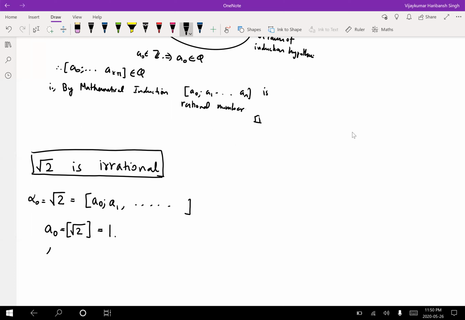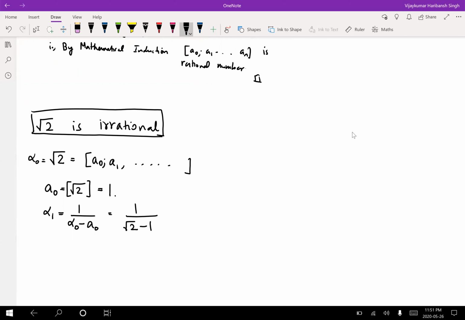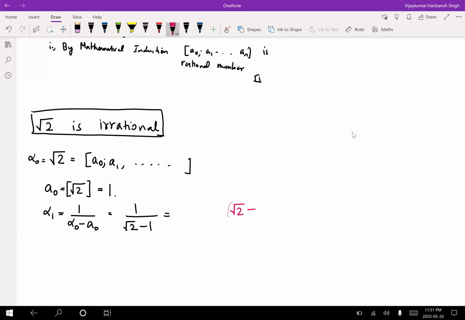Now you want to find out alpha 1. Alpha 1 is 1 upon alpha 0 minus a0. So this is going to be 1 upon square root of 2 minus 1. Now we want to know the integer value of this. Although I can use my calculator to compute it, I will use one trick to rationalize it so that the computation becomes easier for me. Multiply top and bottom by square root of 2 plus 1.